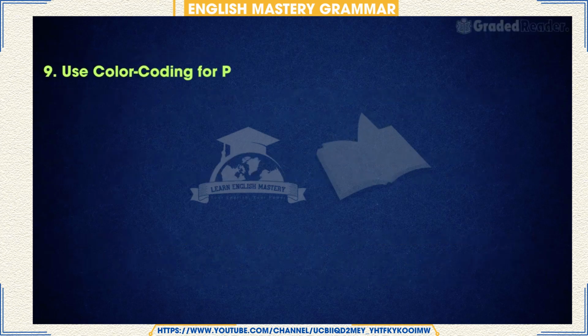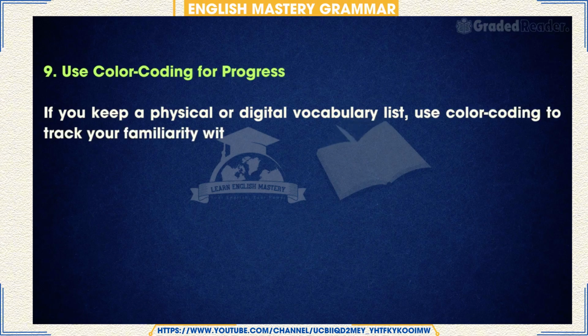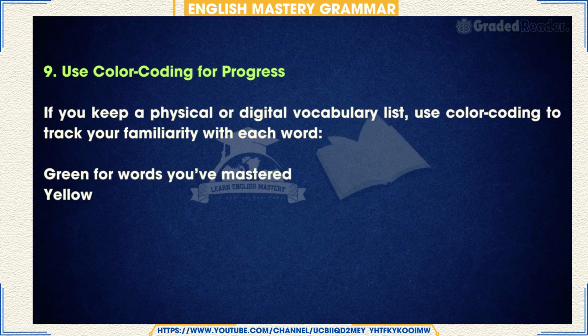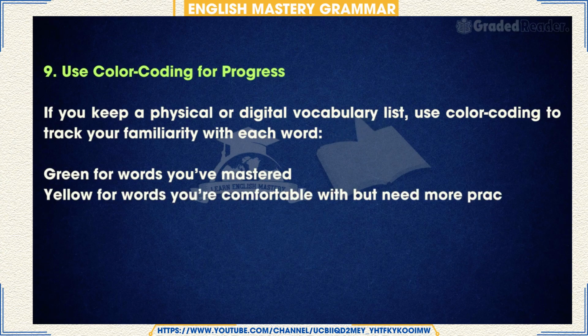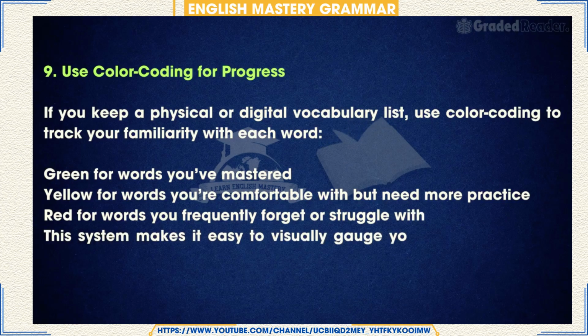9. Use color coding for progress. If you keep a physical or digital vocabulary list, use color coding to track your familiarity with each word. Green for words you've mastered, yellow for words you're comfortable with but need more practice, red for words you frequently forget or struggle with. This system makes it easy to visually gauge your progress and see which words need more attention.